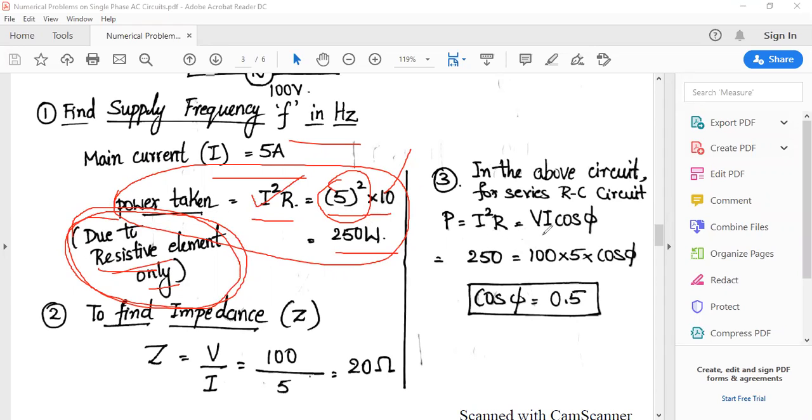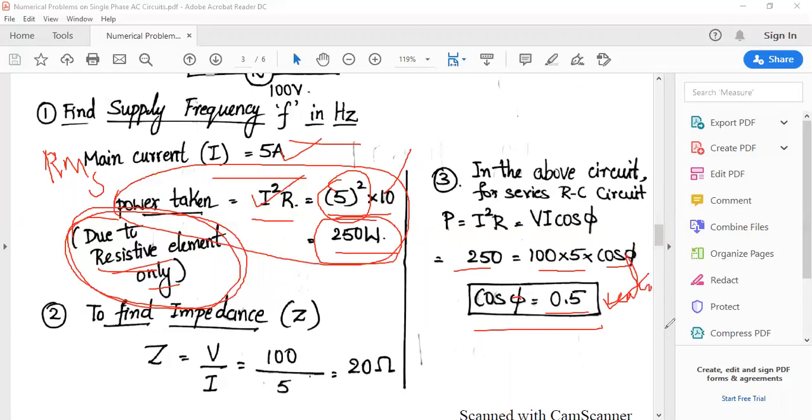The 5 ampere is nothing but the RMS value of the current which is present there. So 5 squared into 10 is 250 watt. So 250 equals 100 into 5 into cos phi, so cos phi can be written as 0.5. Commenting on the nature of the power factor has been left to you. It depends entirely on the current nature, so it is definitely a leading power factor.